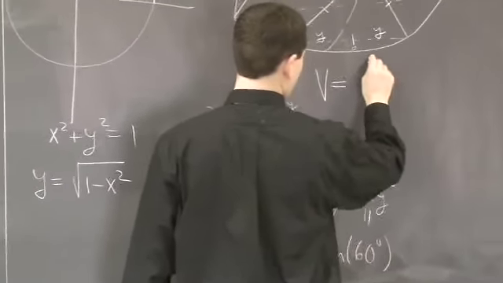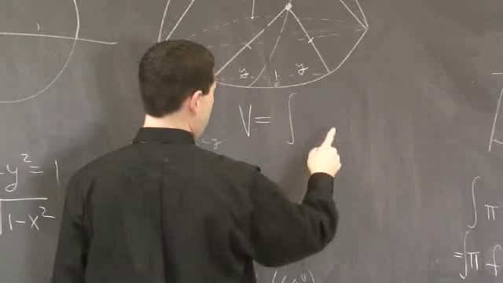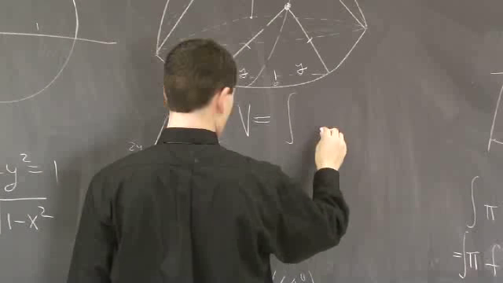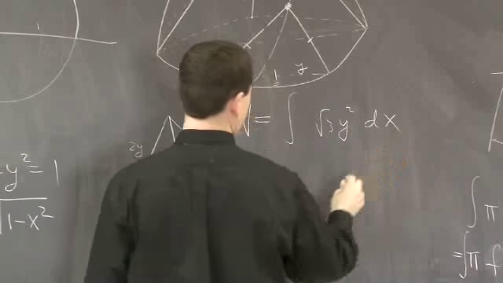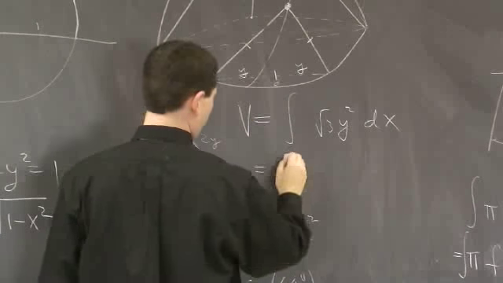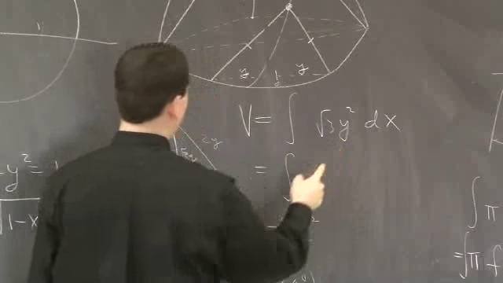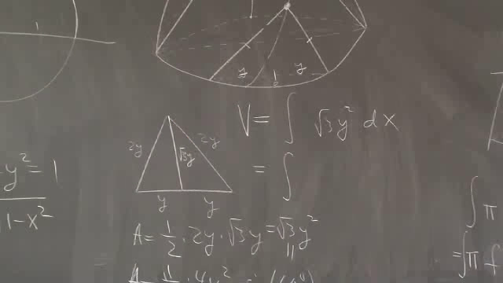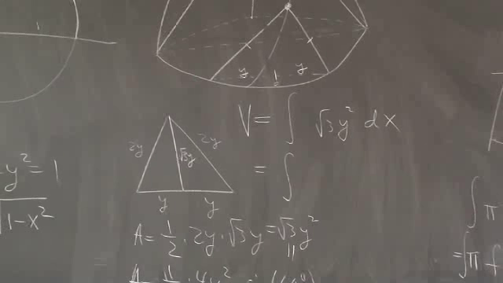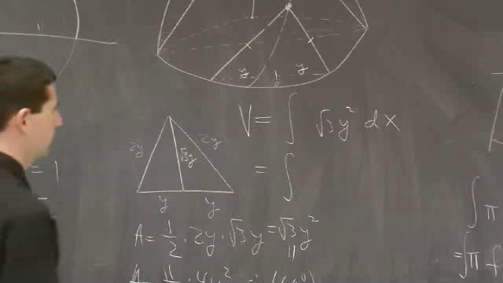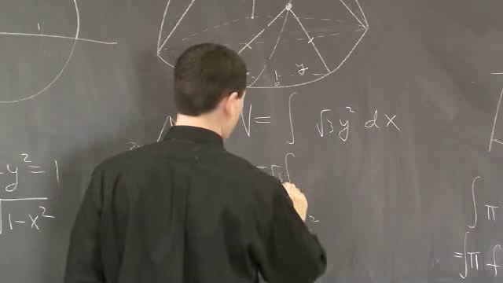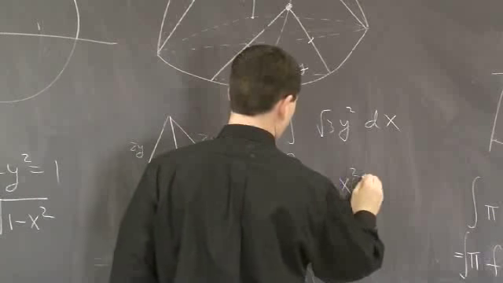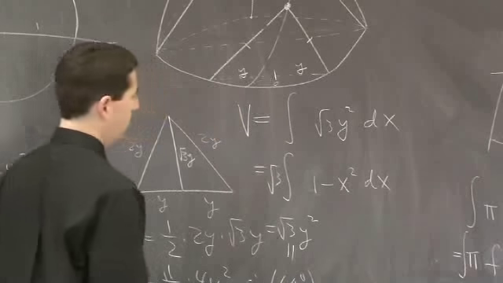let's worry about the limits later. Right, so let's see, we're going to have a root 3 y squared, and I want to do it with respect to x. And I can put it into x's by saying, oh, actually, I know what y squared is, right? It's 1 minus x squared. So I pull the root 3 out: 1 minus x squared dx.